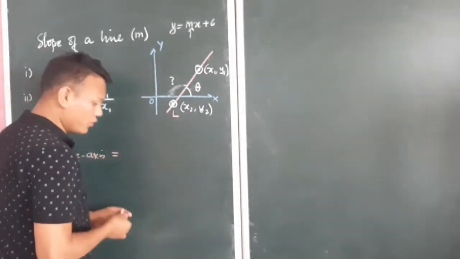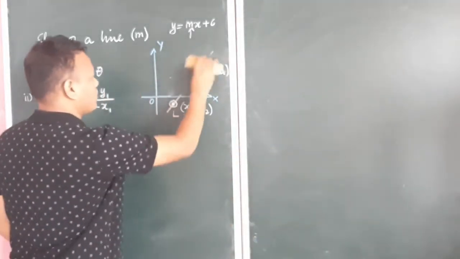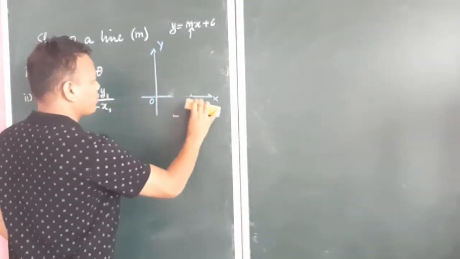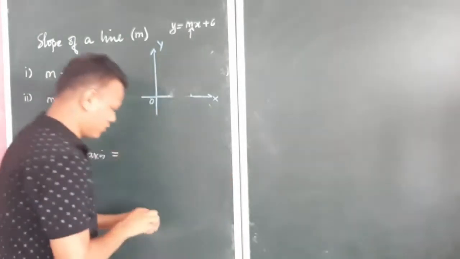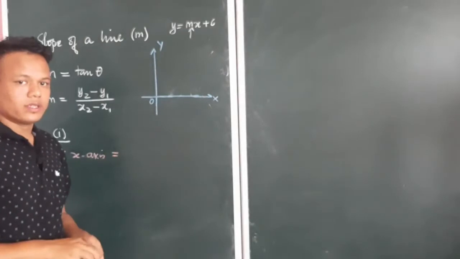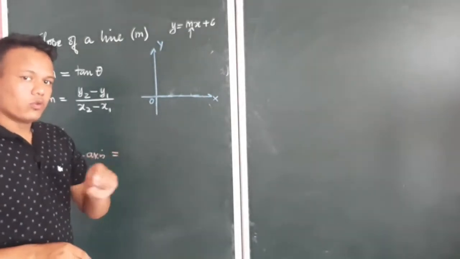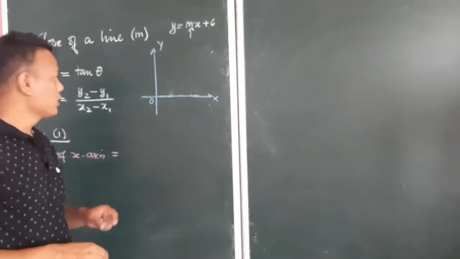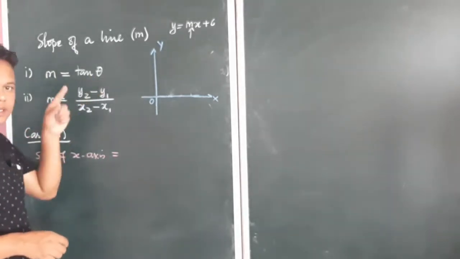Now if you see here, let me erase this straight line. I am interested only with x-axis. So this is my x-axis and I am going to find what is the slope of this. Now in order to find slope, what do we need? We need the value of theta, that is inclination.